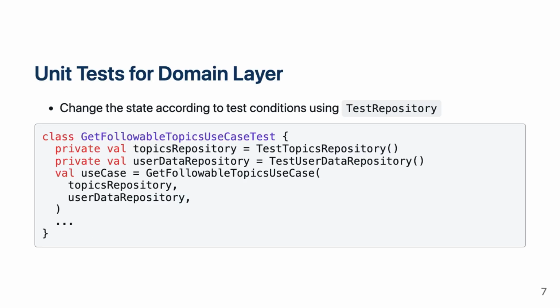Finally, we'll look at unit tests for the domain layer. In domain layer tests, the way you handle the repository used by the use case is important. Here, too, we'll use a test repository. The reason is that, just like with the view model, we need to prepare the state of the repository.